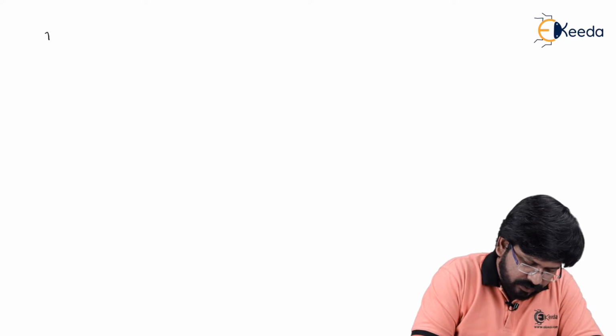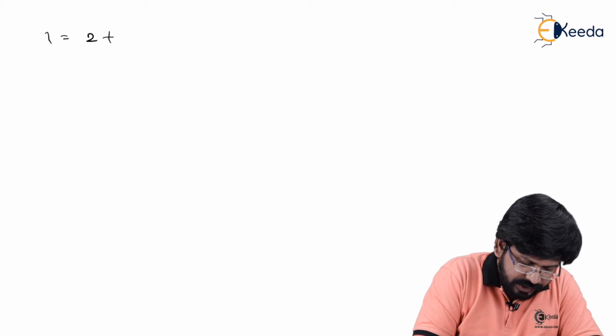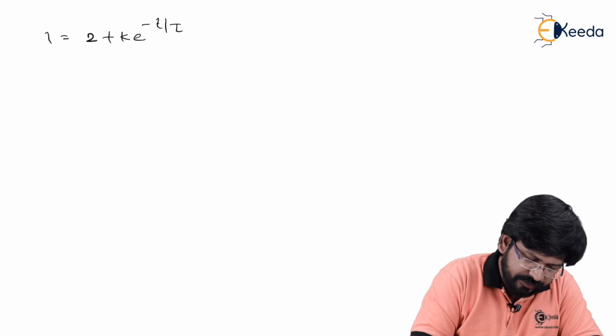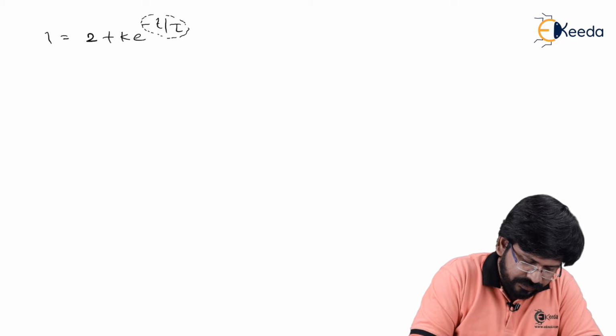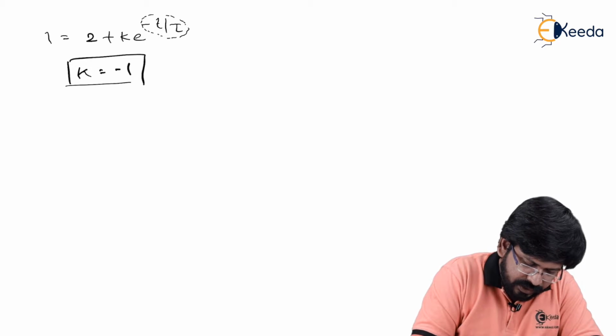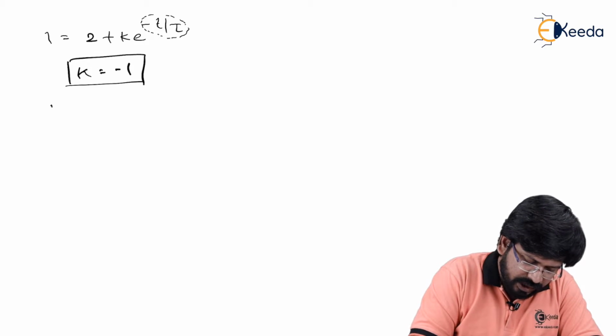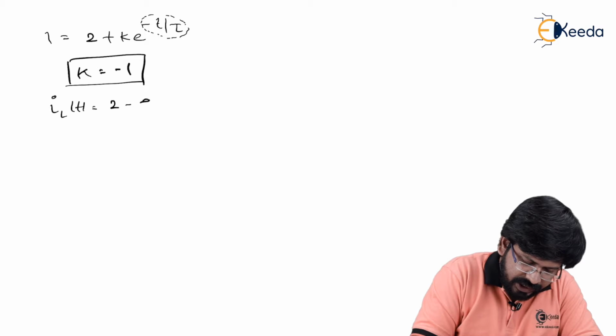So solving this further, it was 1 equal to 2 plus k into e to the power minus t by tau. The same equation I have copied. You know the fact that actually t equal to 0, so this power will become 0, which results in k equal to what? Minus 1. So now we have k equal to minus 1, so now we can write IL of t, it's simply 2 minus e to the power minus t by tau.